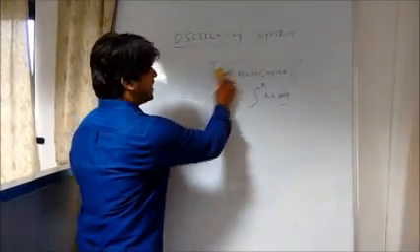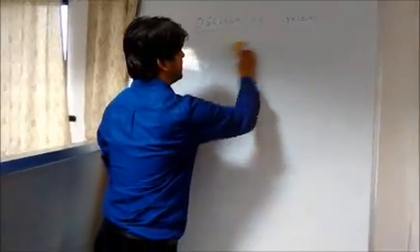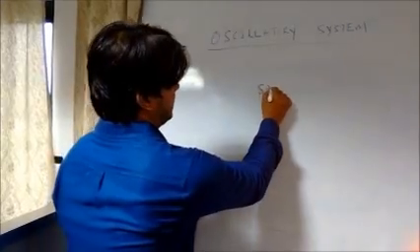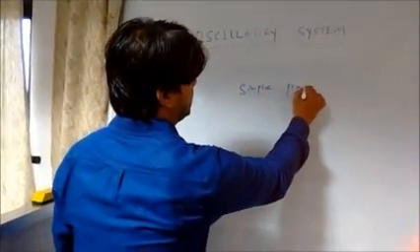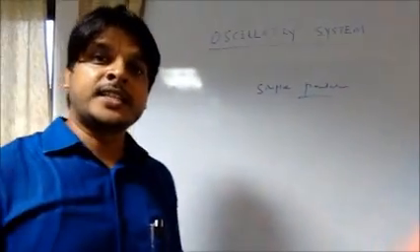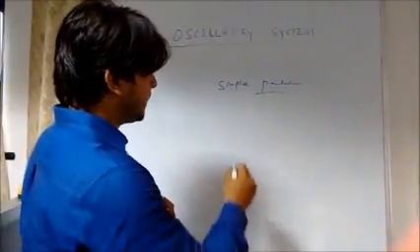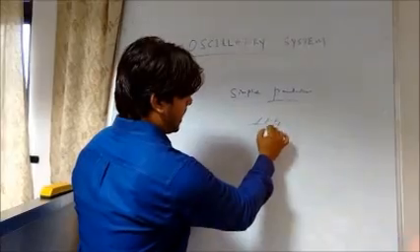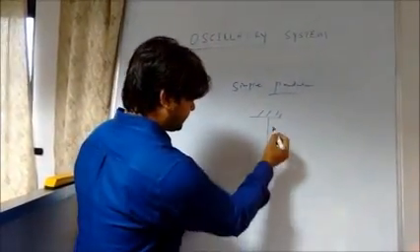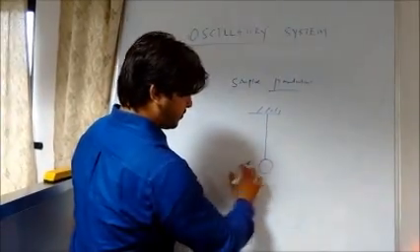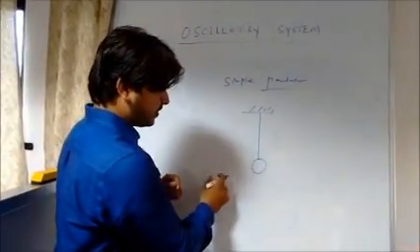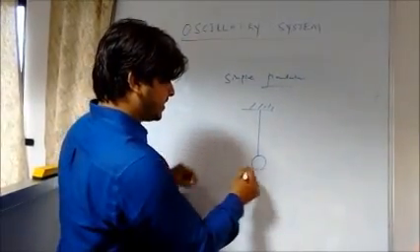Let's take an example from day-to-day life: the simple pendulum. The simple pendulum consists of a massless inextensible string, with one end attached to a rigid support, and the other end carrying a point mass. This is our support, and the point mass is moving freely. When you draw it aside and release it, it executes oscillation.